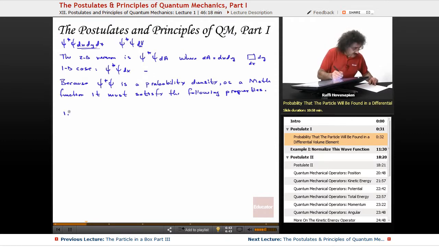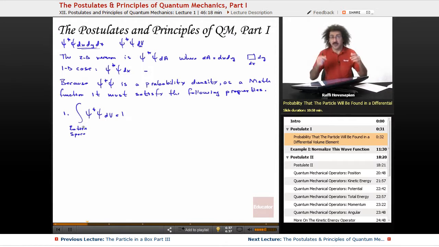So the first one, the integral of this C star C dv has to equal 1 when we integrate it over the entire space that we happen to be concerned about. If it's some 3-dimensional box that is length 1 by 2 by 3, well, that entire space is integrating from 0 to 1 on the x-coordinate, 0 to 2 on the y-coordinate, 0 to 3 on the z-coordinate, our entire space. When we integrate that, it has to satisfy that the integral of this thing is equal to 1.